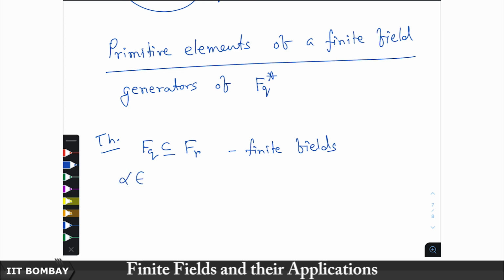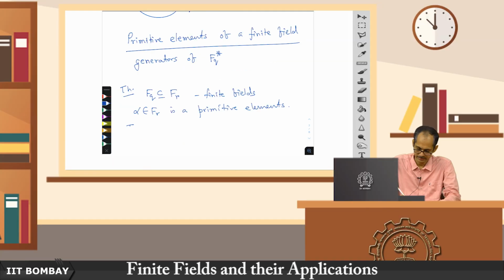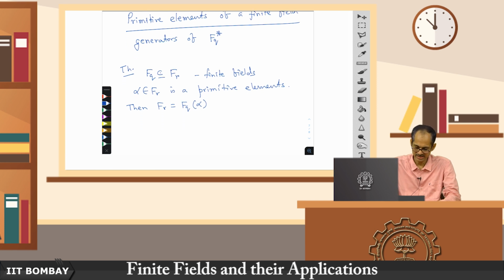And suppose alpha in F r is a primitive element, then F r can be written as F q with alpha adjoined, F q(alpha). Basically what this says is that if you have F q, and F r is a bigger field, then you have taken a primitive element alpha.